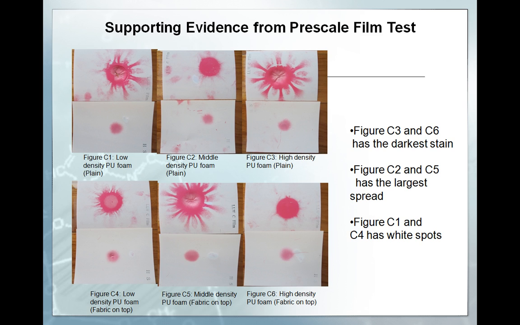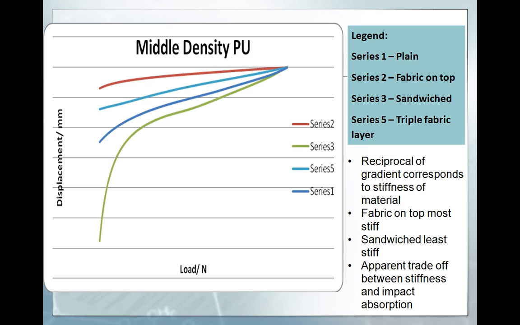The first row of pre-skew films belongs to the three different densities of the PU foams with the plain material. The second row of pre-skew films belongs to the three different densities of the PU foams with the fabric on top layering method. Analyzing these pre-skew films, the highest density PU foam, C3 and C6, have the darker stain, which shows that the highest force is being transmitted through them. The middle density PU foam, C2 and C5, have the largest spread, meaning that the impact dissipation is the most effective here. Lastly, the lowest density PU foam, C1 and C4, have only white stains appearing on these films.